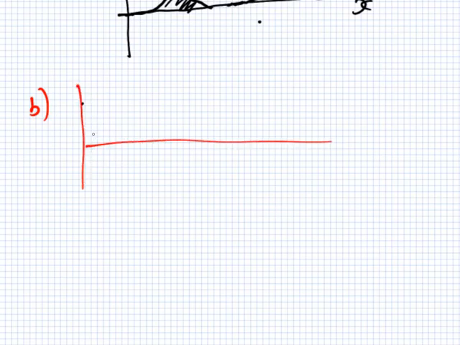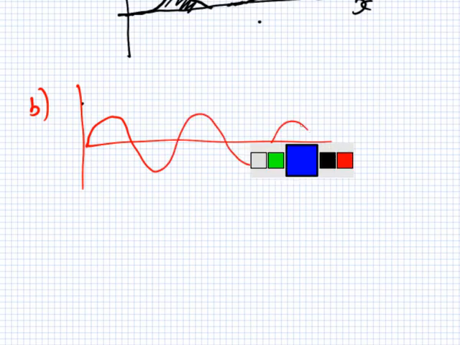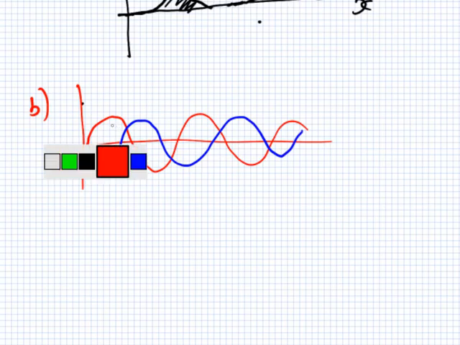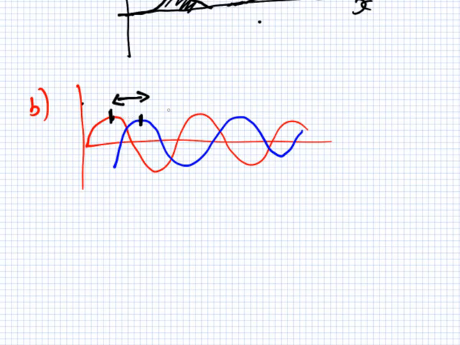Phase difference is this. When you have two waves like this, phase difference is the distance between the peaks of the two waves. This is the phase difference. You found it? Yes, good.